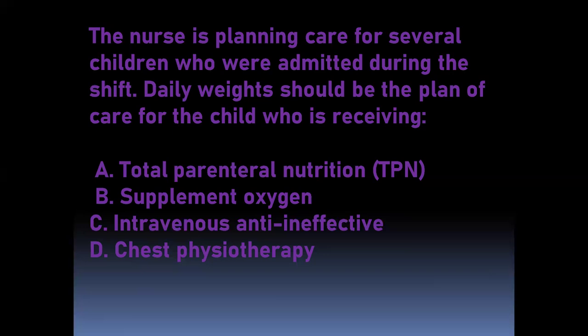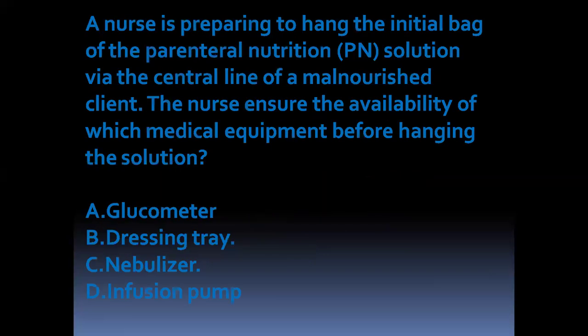So the answer is A. Every child has to have the weight checked. Okay, remember, in all the nursing competitive exams, all four options may be correct, but you have to select the best one. So here the best one is A. To find out hypervolemia, we will check the weight of the total parenteral nutrition patient. Got the point? Okay, let's see the next question.